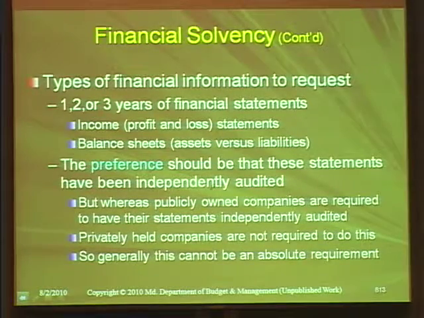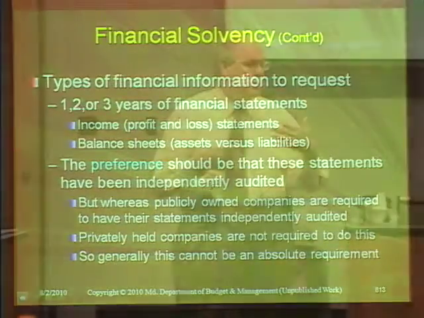Types of financial information to request. 1, 2, or 3 years of financial statements. Financial statements usually means income statements, profit and loss, and balance sheets, assets versus liabilities. The preference should be that these statements will have been independently audited, that you have a CPA firm, etc., that audited and can state that they are correct as far as they can tell, that they do represent the position of that firm, the finances, etc.